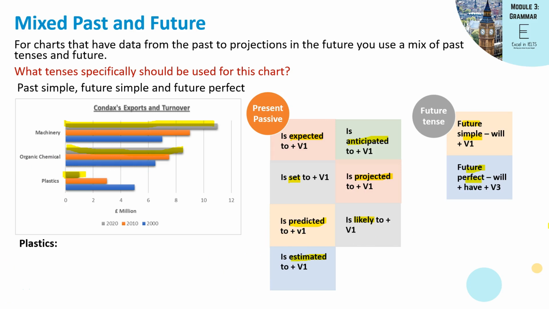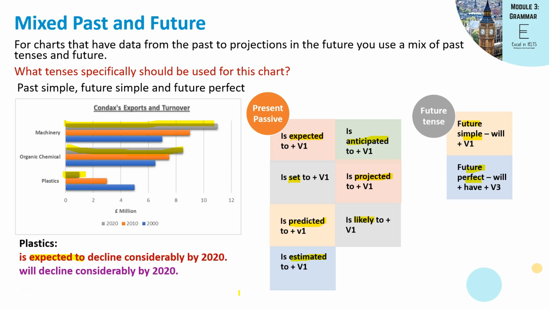So let's have a look at the answers. Plastics is expected to decline considerably by 2020. Plastics will decline considerably by 2020. Or plastics will have declined considerably by 2020. So you can see all these sentences more or less have the same meaning, which is in the future, what's going to happen in the future by 2020.